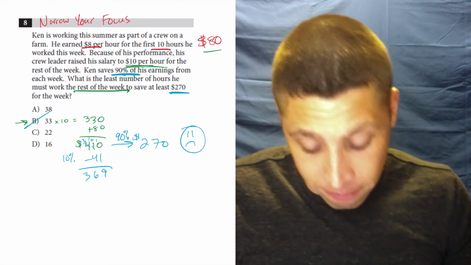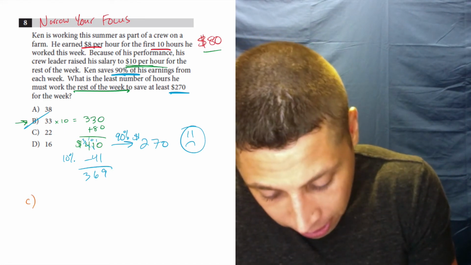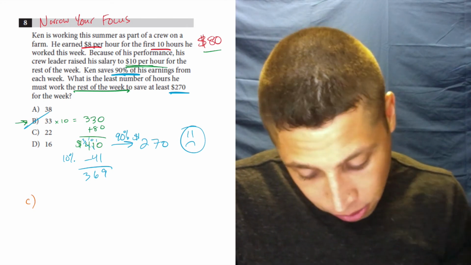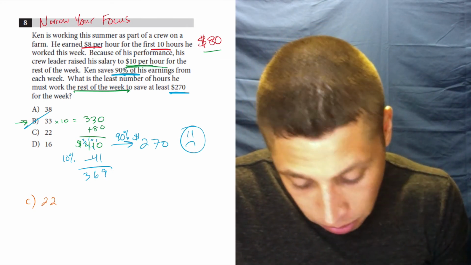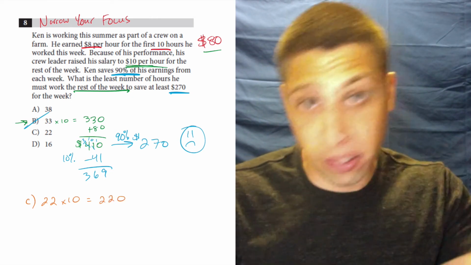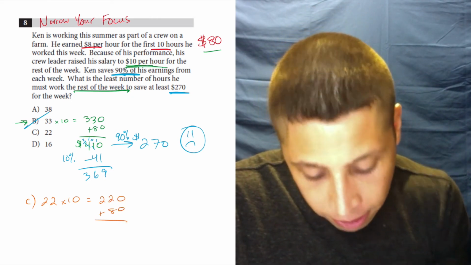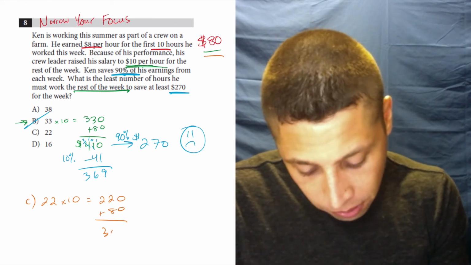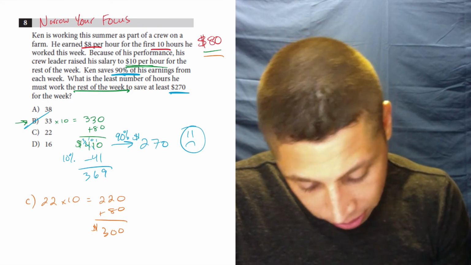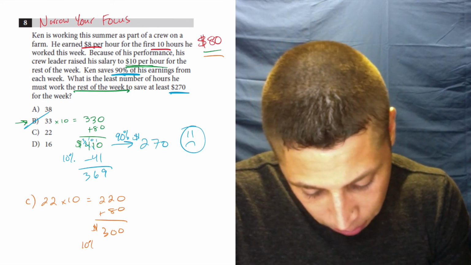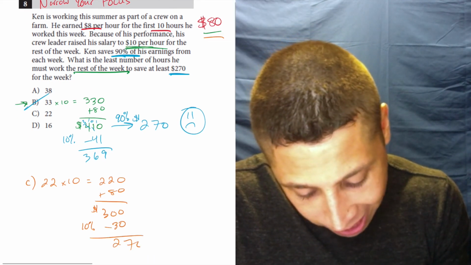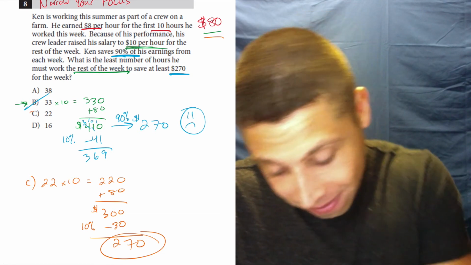So let's look at C, right? Let's see if this one works. I'm not going to jump all the way to D because, I don't know, let's just go in order. So same thing, right? Same process, 22. Now we times that by 10, so we get $220 from the rest of the week, plus the $80 that he worked at the beginning of the week. So that's $300. And so we want 90% of that. Well, let's take the 10%. Let's do that step too. So 10% would be 30. And if we subtract, we get the magic number 270.